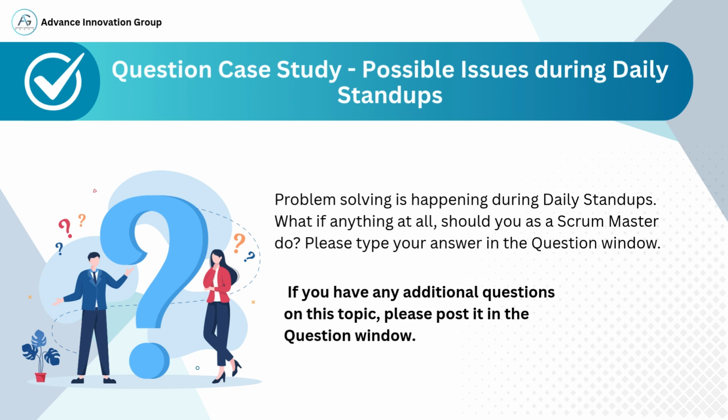Think about how you can gently steer the team back to the purpose of the stand-up, without shutting down collaboration or problem-solving entirely. Ask yourself, how can you help the team recognize when they are going into too much detail? What steps can you take to ensure deeper conversations happen in the right forum? For example, immediately after the stand-up. Please type your answer in the question window, and if you have any related doubts or thoughts, do post them there too. This will help you reflect on practical Scrum Master responsibilities.